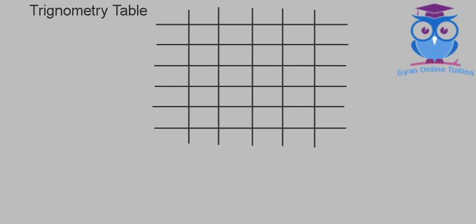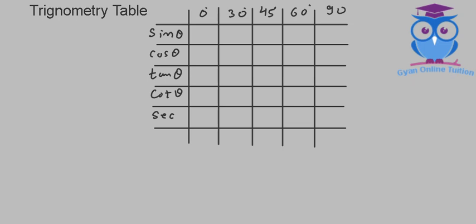So today we are going to draw the trigonometry table. In the trigonometry table, we see some angles: 0 degree, 30, 45 degree, 60 degree, and the last one is 90 degree. We have the ratios sine theta, cos theta, tan theta, cot theta, sec theta, and cosec theta.